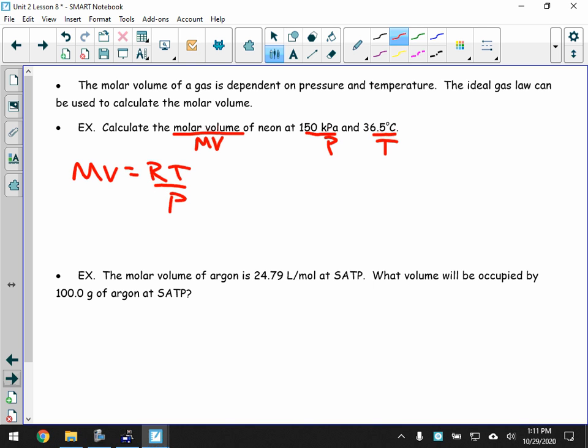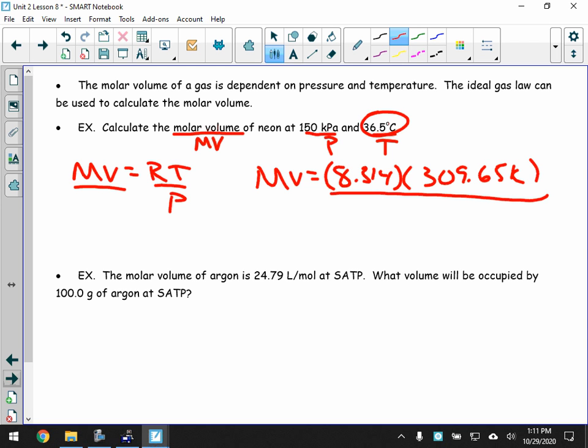So you're going to write down the formula, RT over P. You are going to say, okay, I need to calculate the molar volume. So that's what I have. It's already solved for that. So the molar volume should be R times T. Change it to Kelvin. Just like everything else we do, Kelvin, which I don't know what that is. 309.65. Good. I'm actually going to look for my calculator here. 36 and a half plus 273.15. Not that I don't believe you. 309.65.